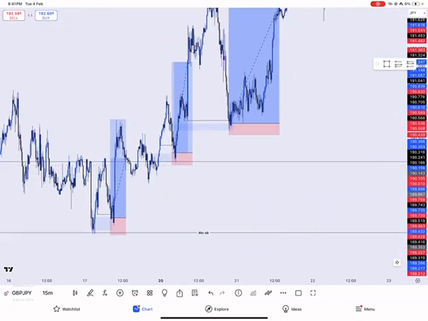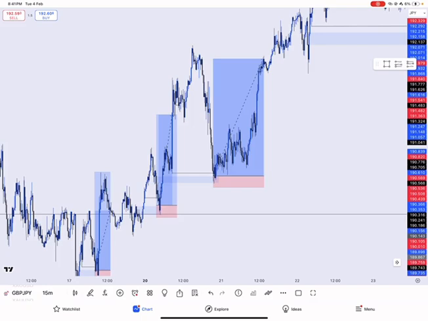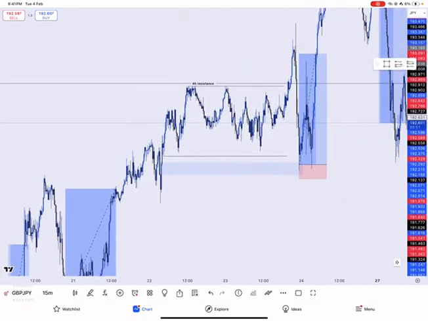I got another buy here: structure shift, inducement, breaker block. I took the second buy. Third buy here: structure shift, inducement, breaker block, third buy. Fourth buy: structure shift, inducement, order block, fourth buy.